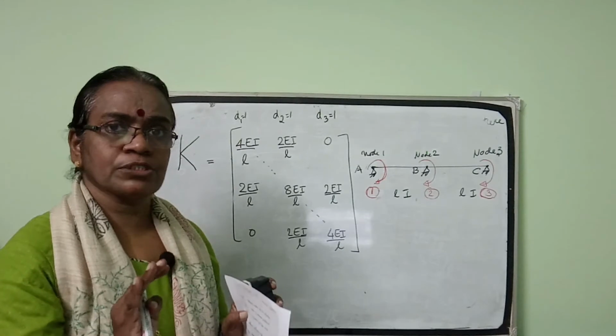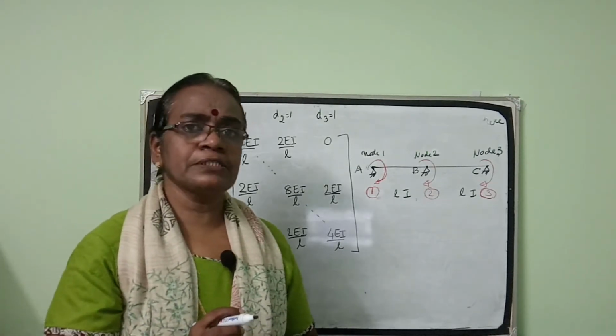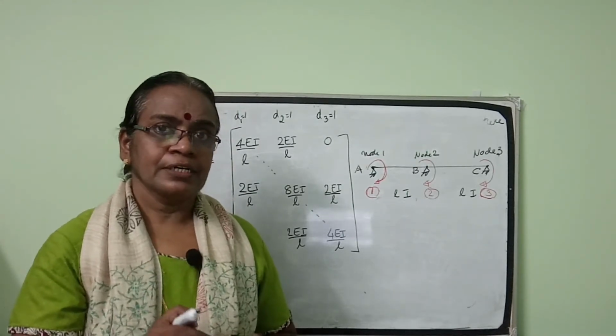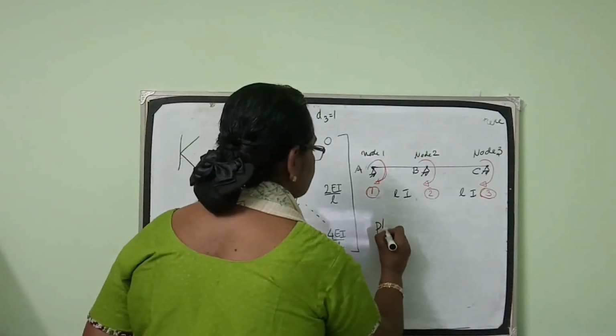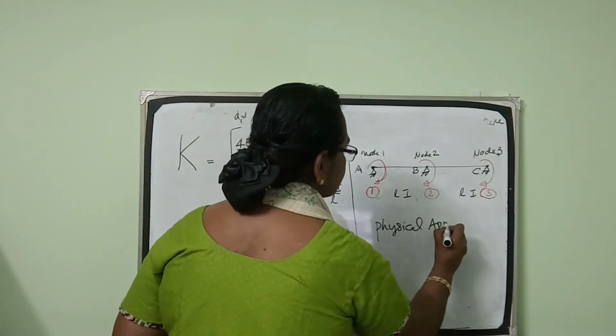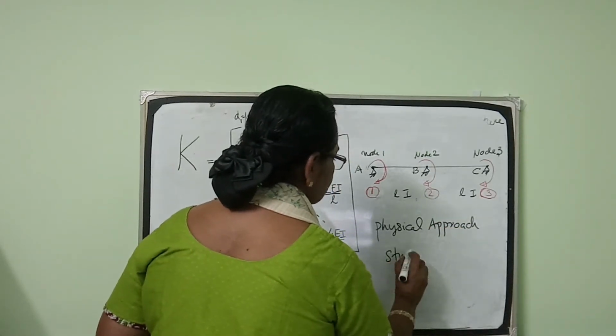So this approach of deriving the stiffness matrix based on the principle of definition of stiffness influence coefficient is called the physical approach. Or we also call it the structure approach.